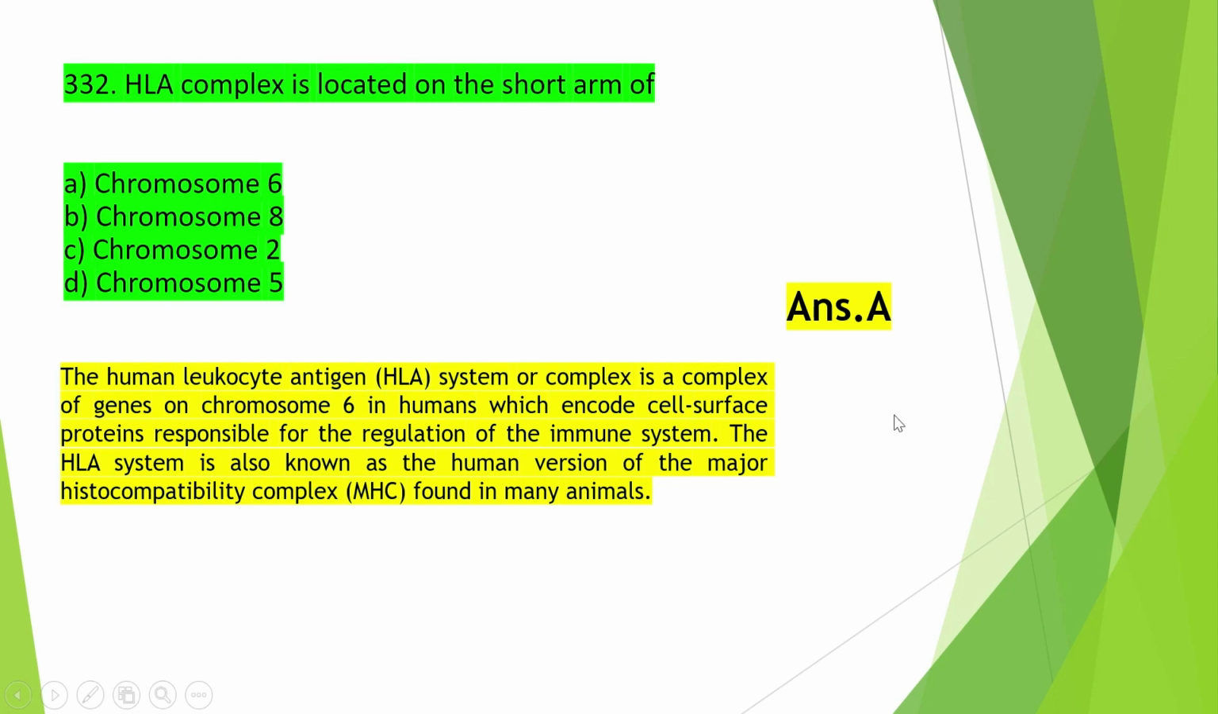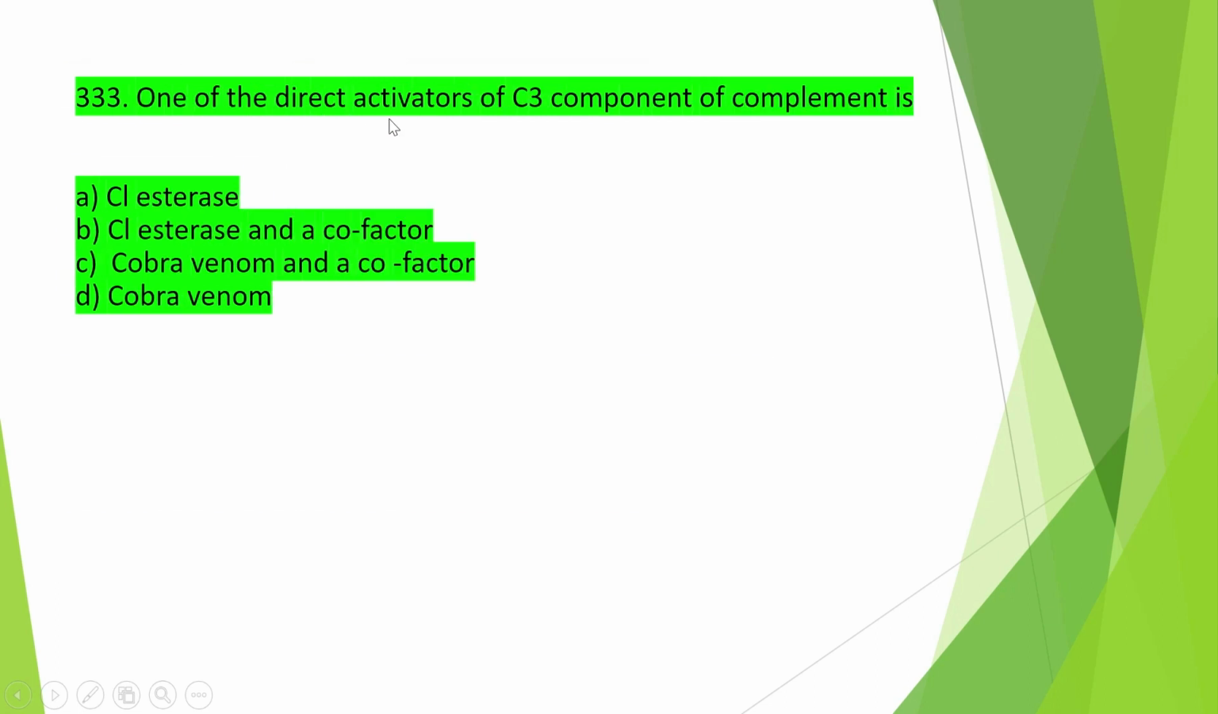Okay, so move on to the next question: one of the direct activators of the C3 component of complement is C1 esterase, or a cofactor, or cobra venom, and the right one is option D, that is cobra venom. So one of the direct activators of the C3 component of complement is cobra venom.